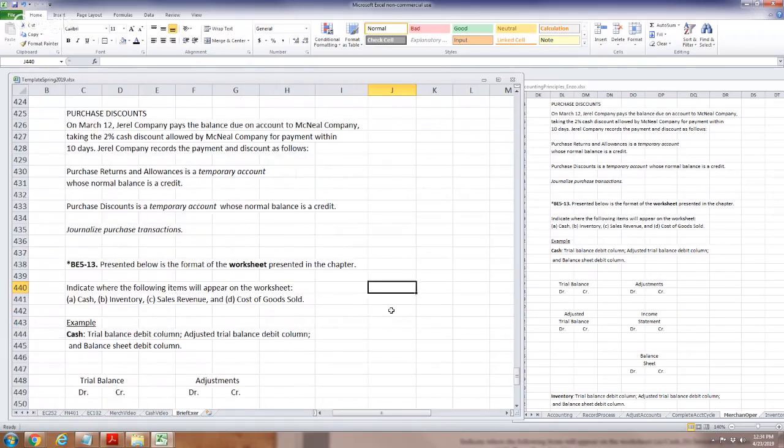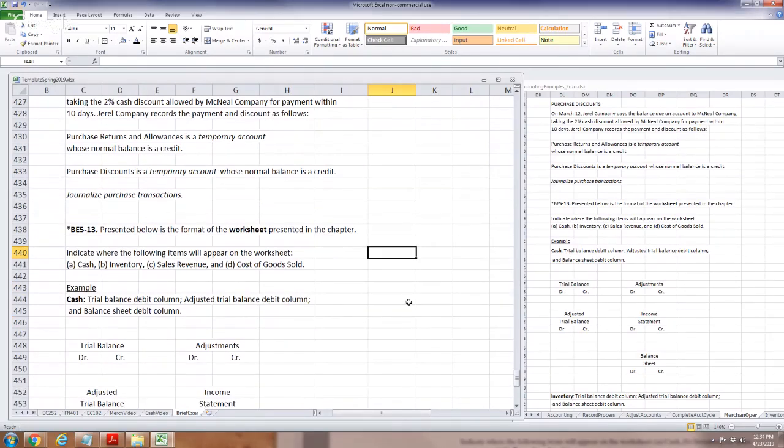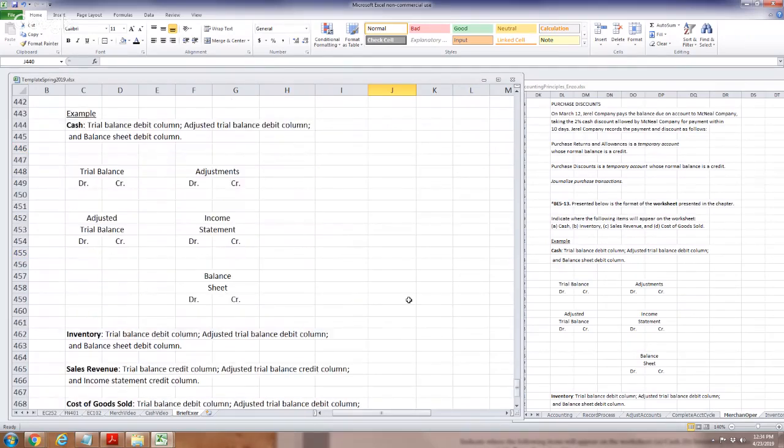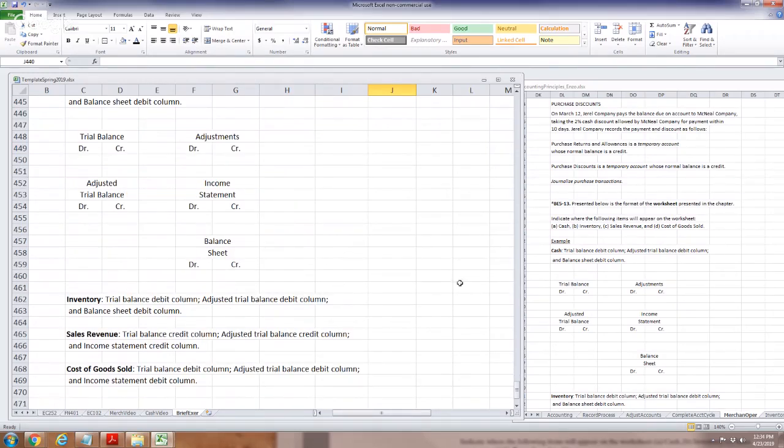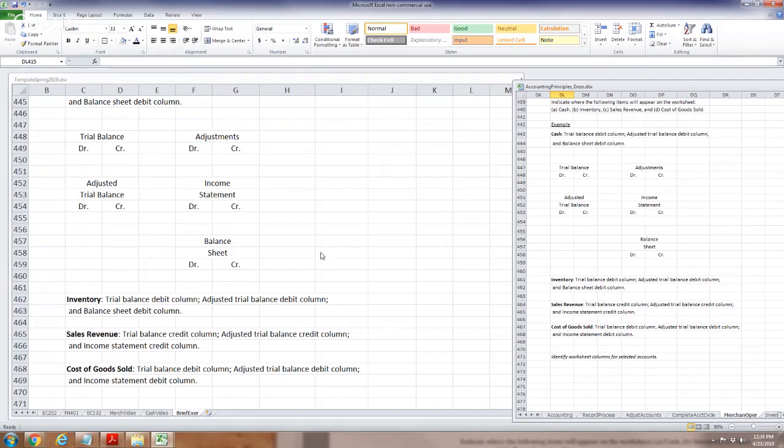Number 13 is below. Presented below is a form of the worksheet presented in the chapter. Indicate where the following items appear on the worksheet. So yeah, with trial balance and what's debit, what's credit, adjustments, all those pieces. Trial balance, debit column, adjusted trial balance, debit column. So inventory, yeah, trial balance debit, adjusted trial balance debit, fine. And balance sheet. So yes, I put the structure to this, what's debit, what's credit.